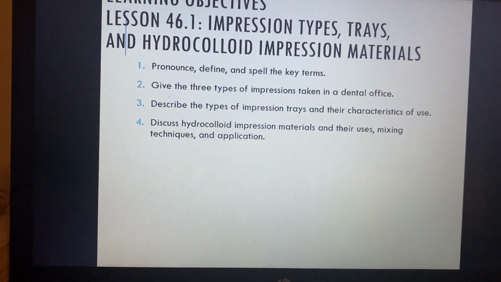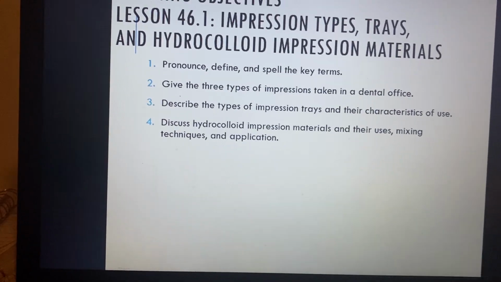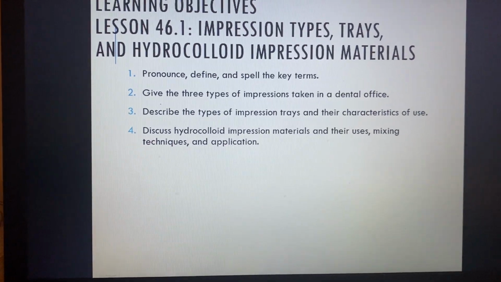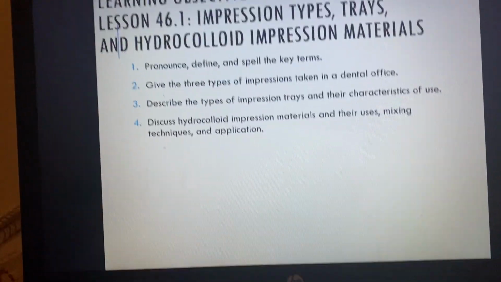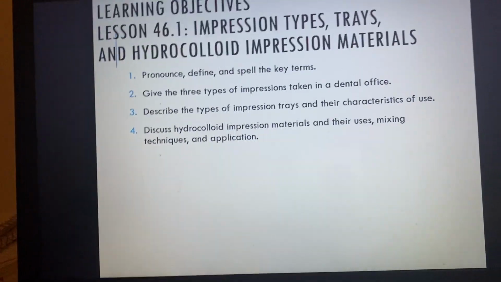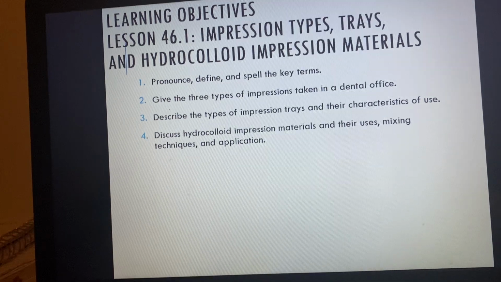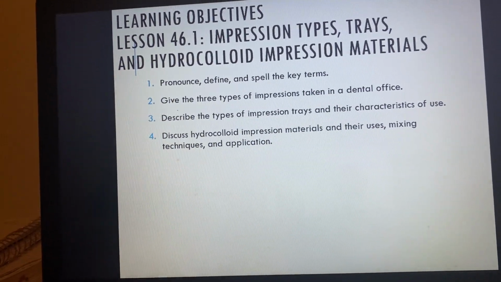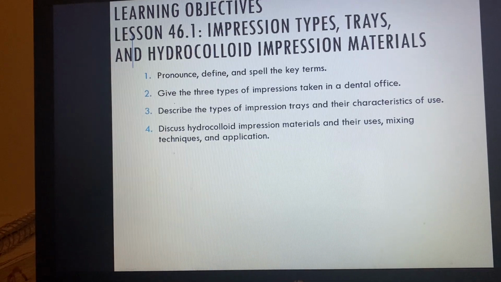So without further ado, let's get into it. The terms and things like that are going to be in the book. Go ahead and read over those. You'll also see them again as you read through the chapter. We'll talk about the 3 types of impressions taken in the dental office. We'll talk about the types of trays, and we'll discuss hydrocolloid impression materials and their uses.